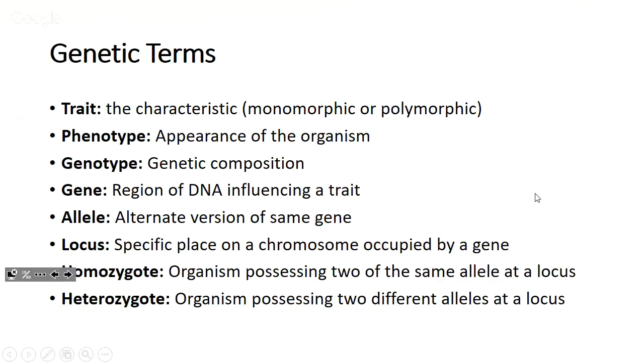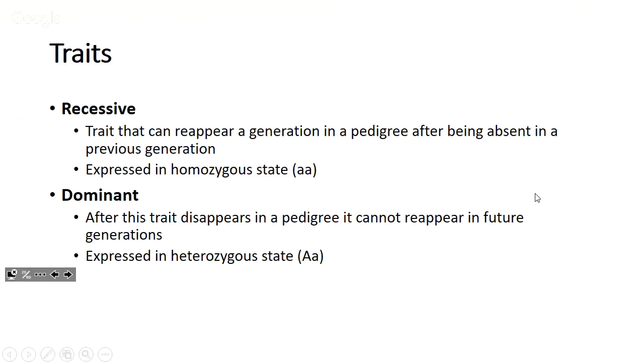The first thing you need to understand if we're going to be studying inheritance is genetic terms. Now, I'm not going to run through all of these, but a couple of important ones to understand for now are the phenotype, which is just the physical result of the genotype, and the genotype is just the genetic composition. And the other thing to consider is alleles, which are just alternative versions of the same gene. And we'll get into homozygote and heterozygote as we go forward. So in your basic Mendelian inheritance, you've got two types of alleles. One of them is recessive and the other is dominant.